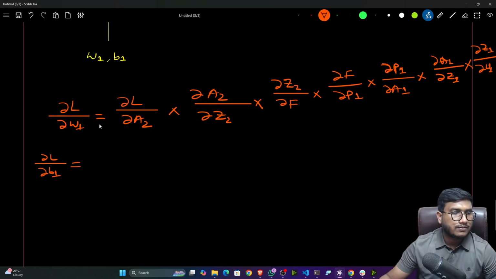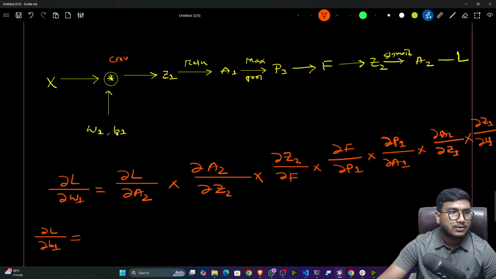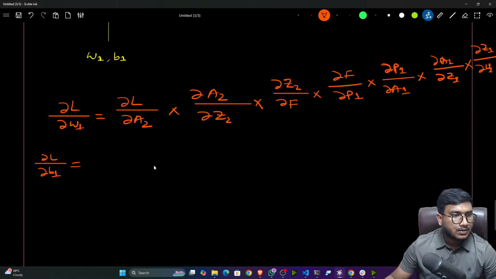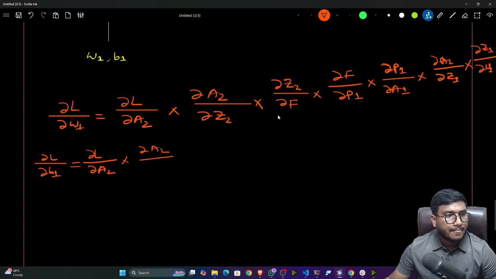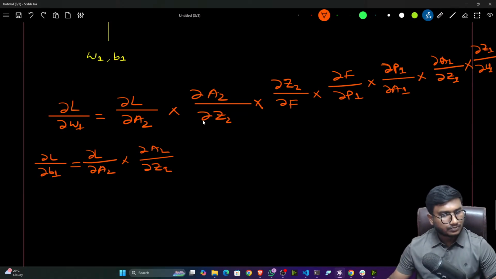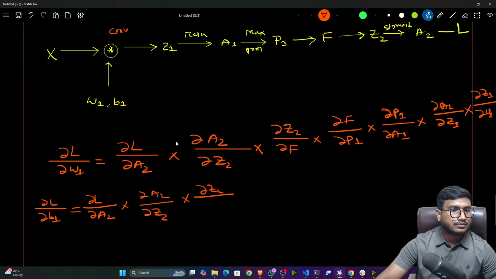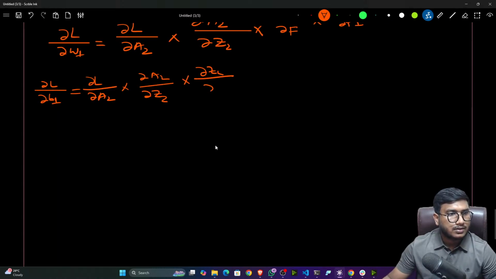If any change is there in the B1, that means the parameters will also change. So I'll just write derivative of loss with respect to derivative of A2. So here I'm having the A2. Now multiply derivative of A2 divided by, after A2 what you have is Z2, derivative of Z2. Then multiply derivative of Z2 divided by, you have F, derivative of F.